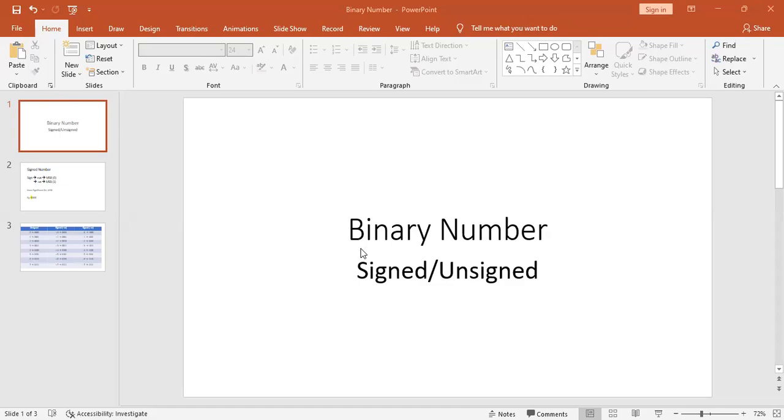As you're well aware, binary is zeros and ones. It is the language of the computer. There are basically three types of binary numbers, but today we're going to talk about signed binary numbers and unsigned binary numbers. Now let us see what we mean by signed and unsigned binary numbers.